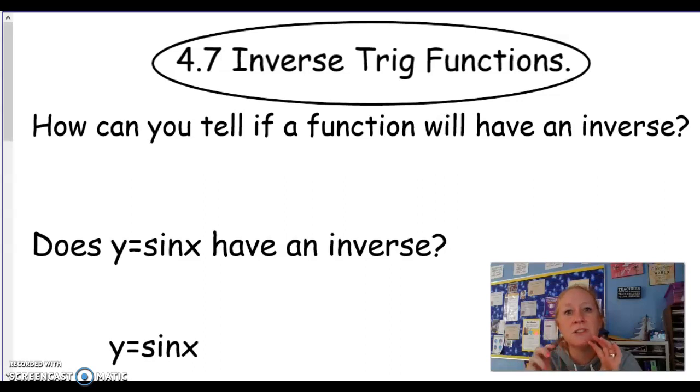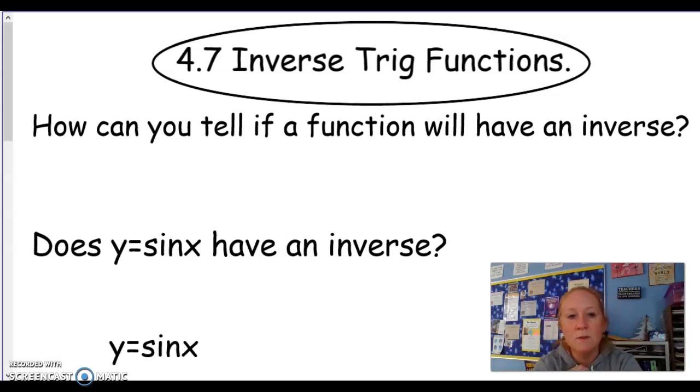So think about inverse. Inverse is like a do and undo process. So the inverse of add is subtract, and the inverse of multiply is divide. And so think about graphs that we've done for a long time.